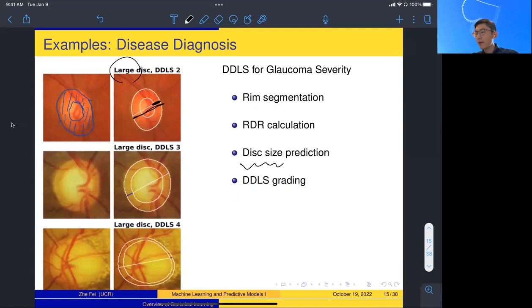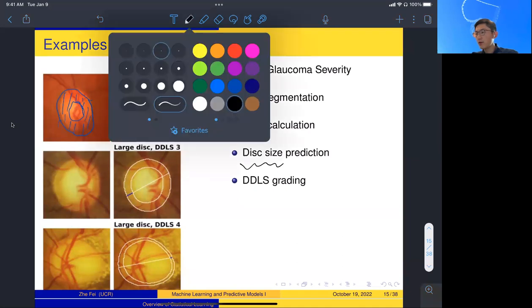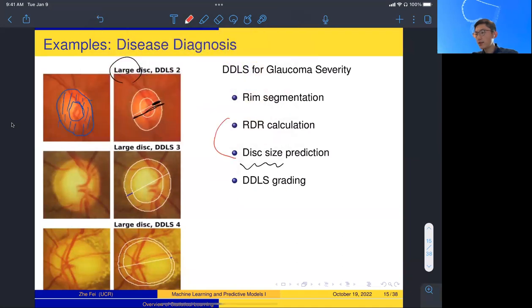So we combine these two, the RDR ratio and the disc size prediction. We are able to do the DDLS grading at the end. So that's the task we want to accomplish here.